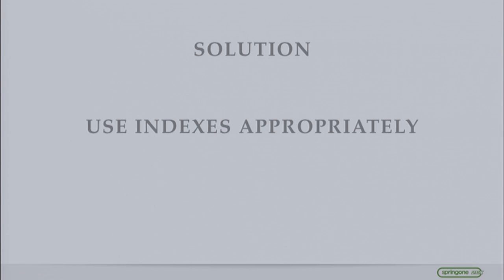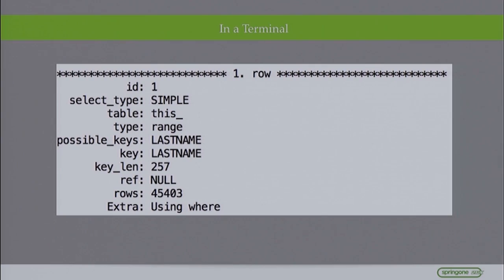So that should help us out in the future. One thing here is you need to use indexes appropriately. You may need to make sure they're on your tables, etc. After the fix, I can run the same explain plan, and I can see that the possible keys now include last_name. The key last_name is being used in the actual query, and now I'm only looking at 45,000 rows instead of 400,000 rows.